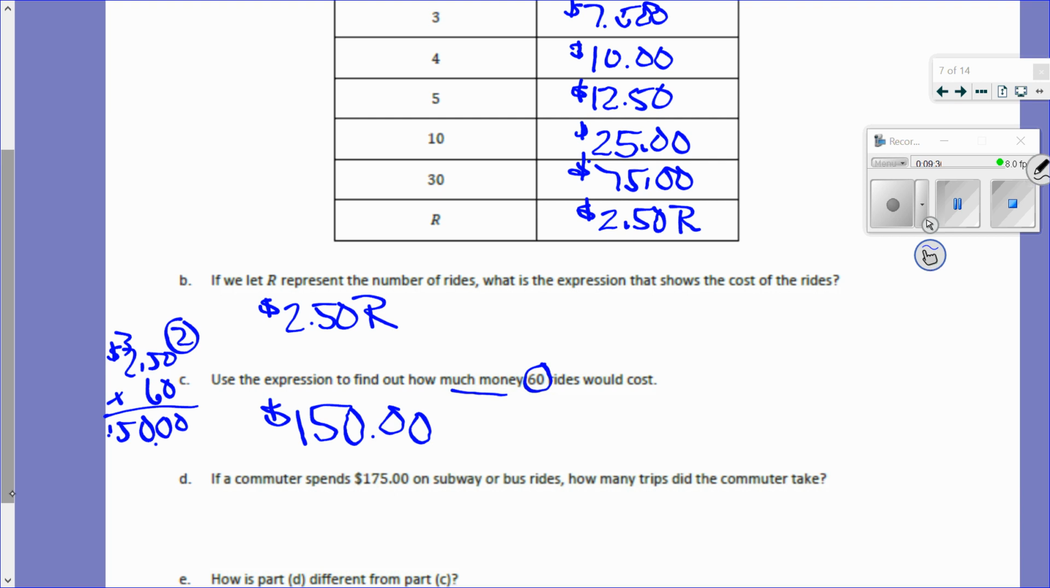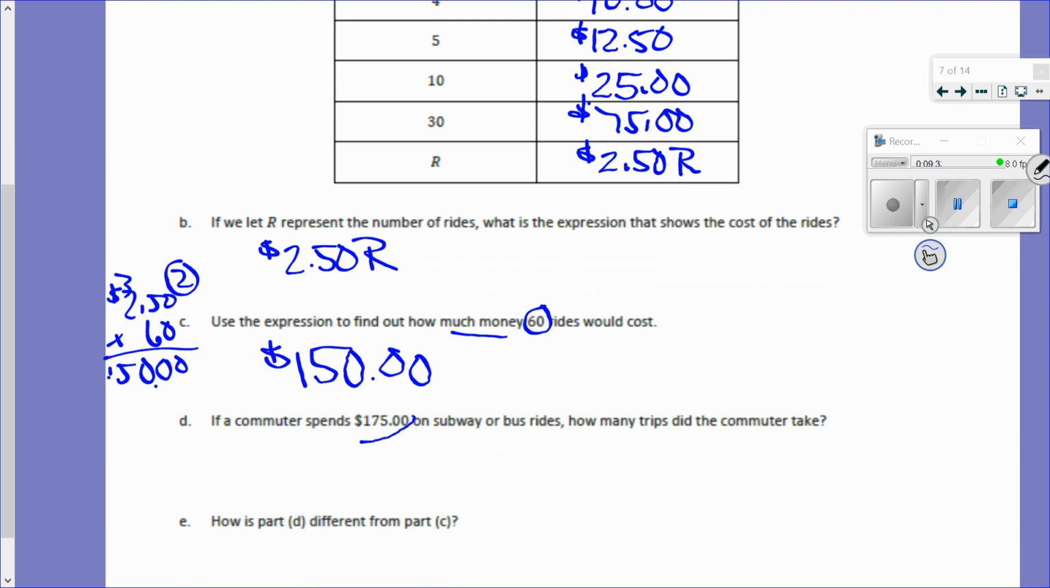Our next one, if a commuter spends $175, how many trips did the commuter take? So I'm going to actually just use my table on this one, guys. If I did 2 sets of 30, 75 times 2 gets me to $150, right? So that's 60 rides, plus another 25, 150 plus 25 gets me 175. So I did 2 of those and 1 of those. So 2 30s is 60 and a 10, 70 rides.